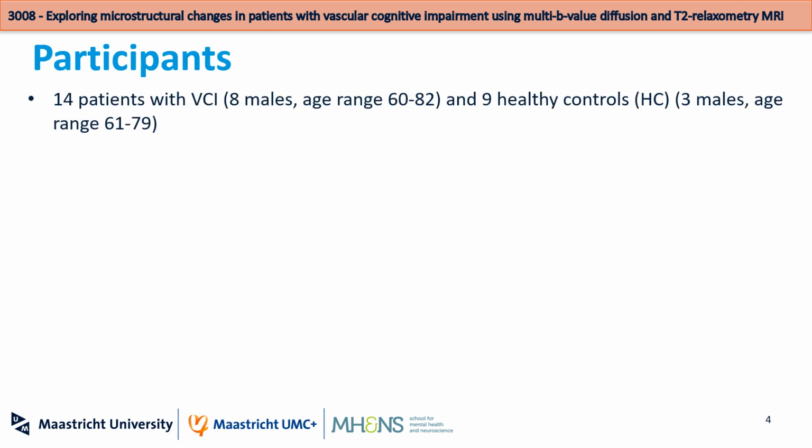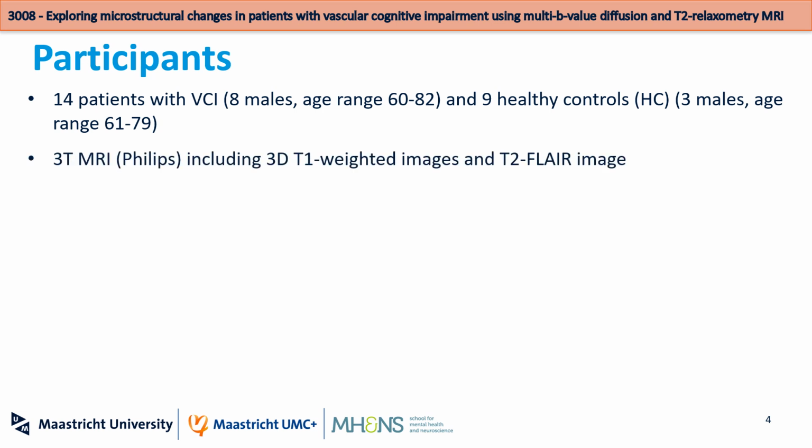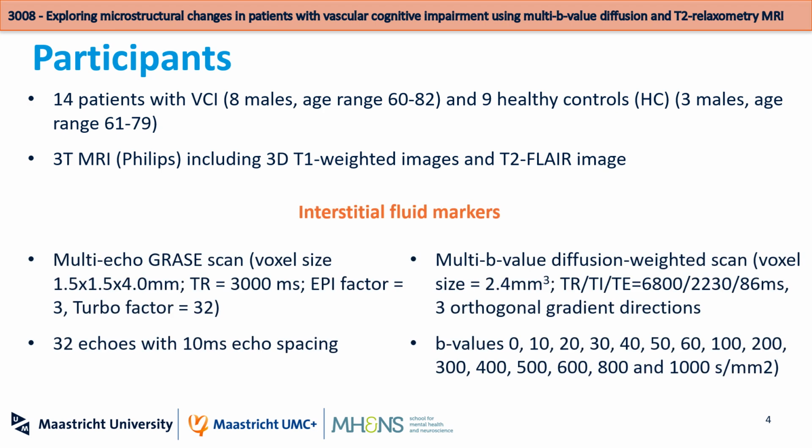Our study sample comprises 14 patients with VCI and 9 healthy controls. All patients underwent 3T MR imaging, and the scanning included a 3D T1 weighted image and a T2 FLAIR. And to measure the interstitial fluid markers, we used a multi-echo GRASE scan as well as a multi-B value diffusion weighted scan, for which the parameters are shown on this slide.